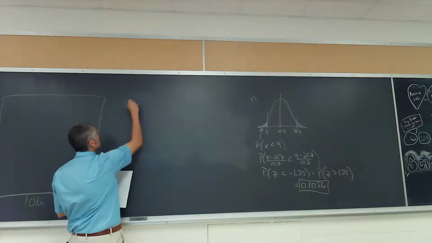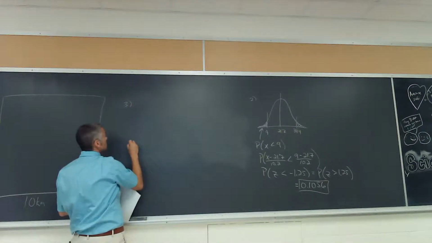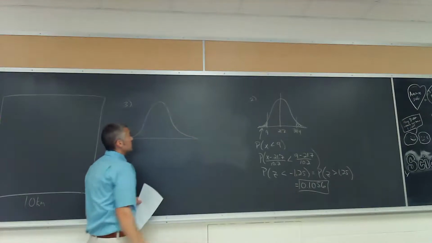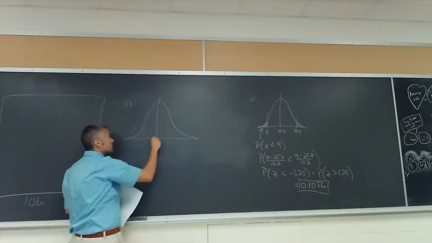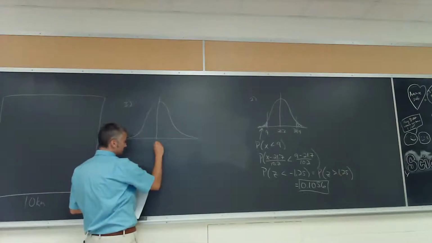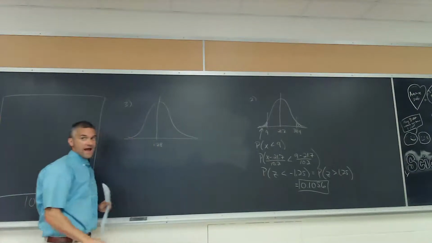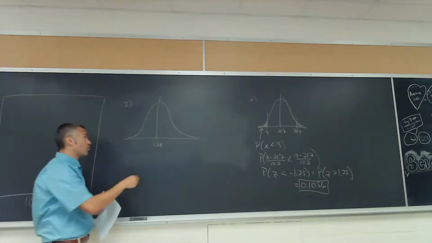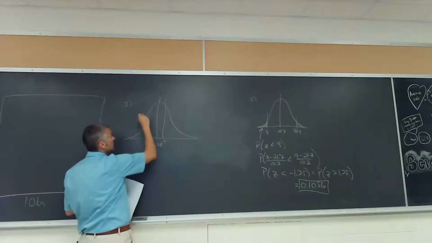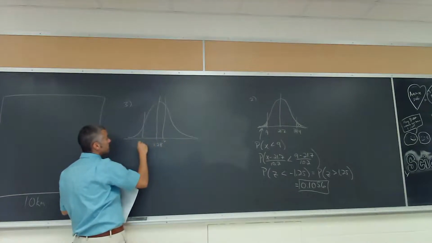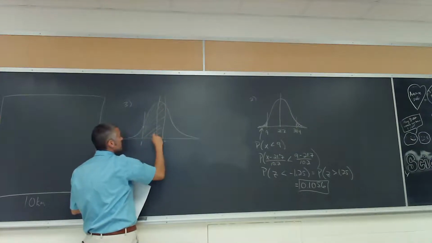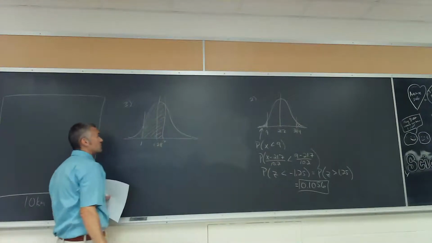But question 3, we want to know an area between two values. All right? So there is our curve. We're centered at 1.78. And now we are asking for a phone call that's between 1 and 2 minutes. We'll say that's our 2. We'll say this is 1. So what we're looking for is this area here. Okay? How might we approach this problem?